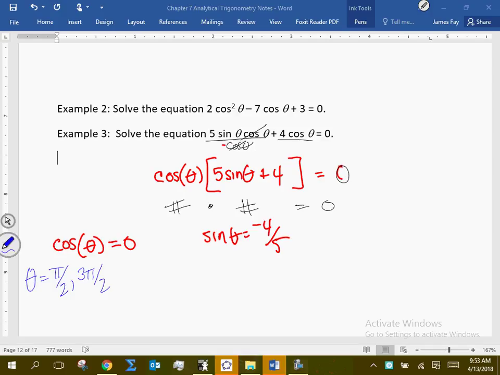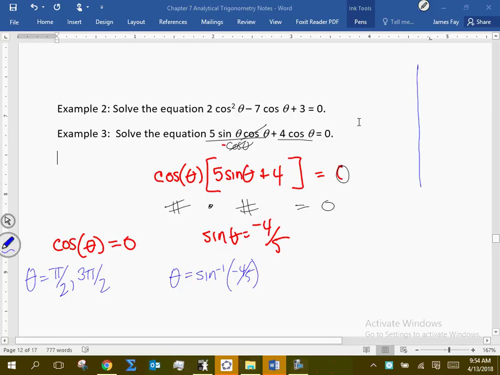Pi over 2 is real nice. 3 pi over 2 is real nice. The solution for this is not nice. Okay, it's kind of ugly. So what do we do to find theta? We're going to use sine inverse of negative 4/5. Okay, I like to draw a picture.